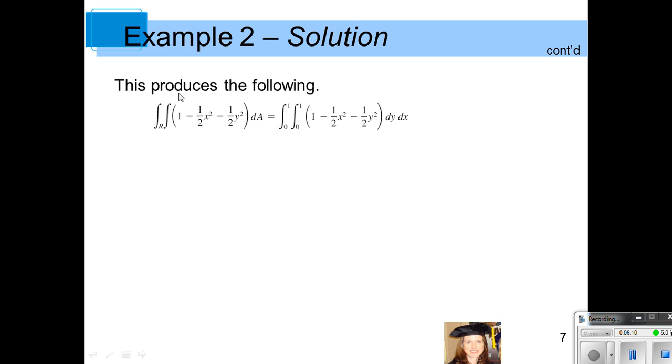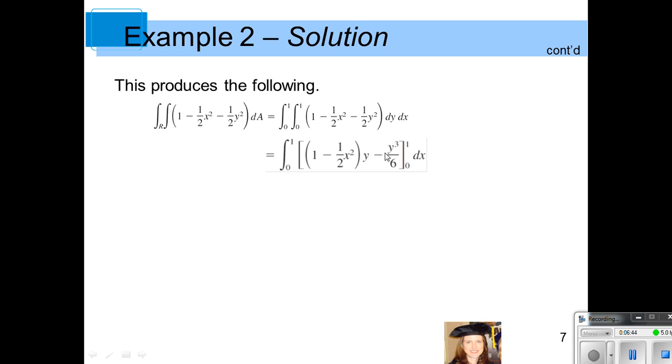So again, we replace this notation here, this double integral over R, with the bounds that are given by the base region. Okay, first you want to integrate the inside with respect to y. Treat y as a variable and x as a constant. So we're treating all of this as a constant here. The antiderivative of this constant is this constant times y. And the antiderivative of a half y squared is y to the third, divided by 3, to get y to the third over 6. And now you have a single integral.